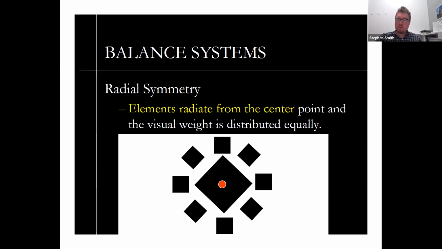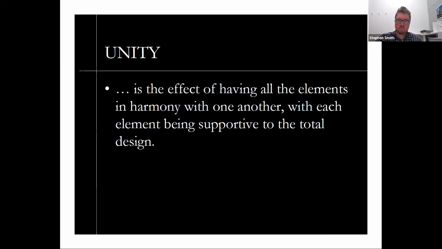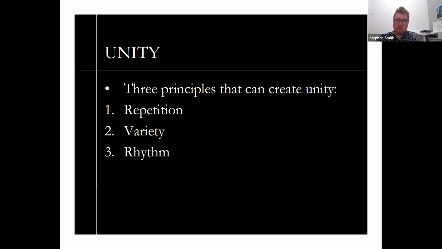We have radial symmetry. Again, this is still symmetrical on that center point, except we have all of these different rectangles that are radiating and rotating around the center. And all these things together can give us unity, right? All of these elements being in harmony with one another is the focal point that's bringing together the whole design. And so I'm thinking about three important principles in order to create unity. We have repetition, variety, and rhythm.